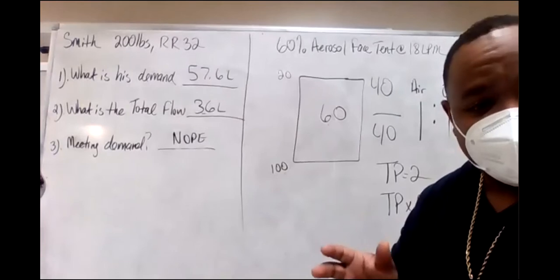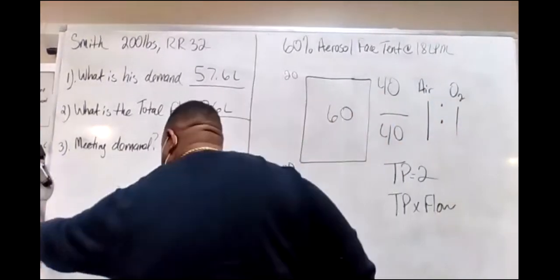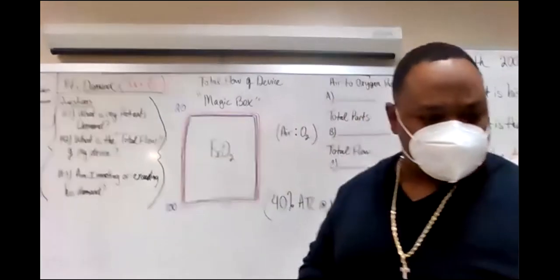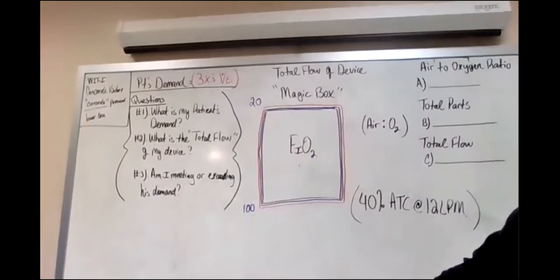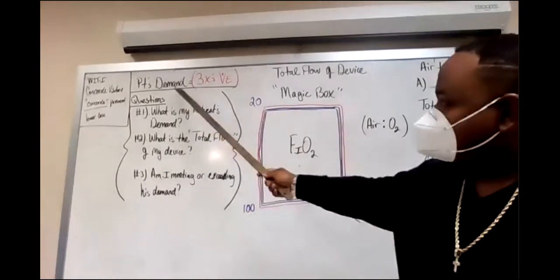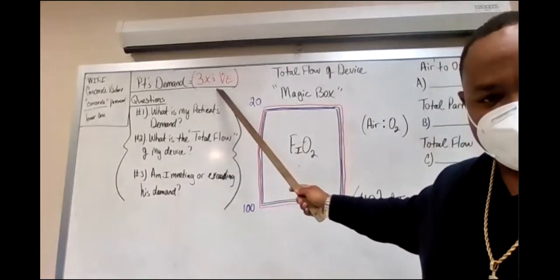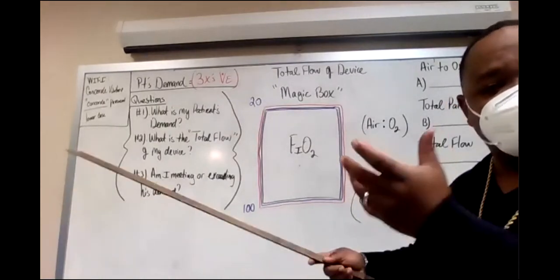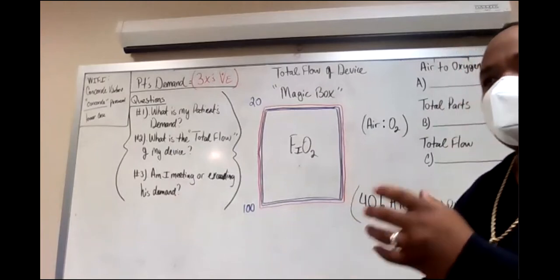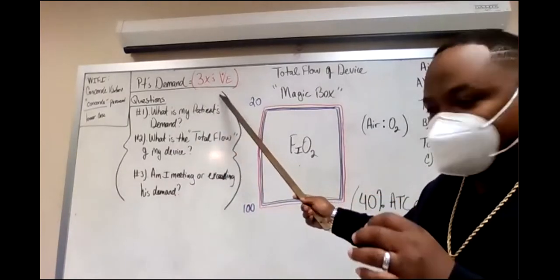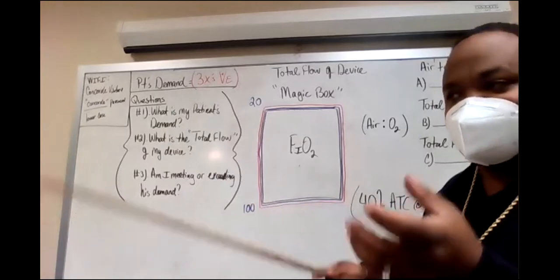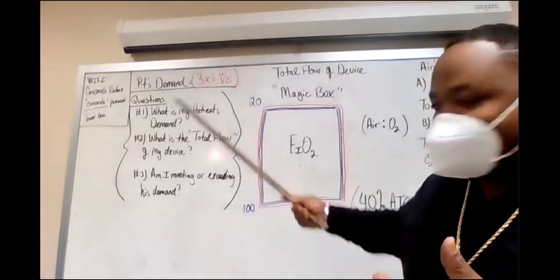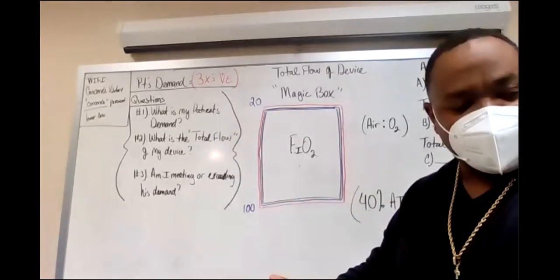That is how I find the demand. It has to be three times the minute ventilation. To find the patient's demand, it is three times minute ventilation. Remember that minute ventilation is frequency times tidal volume, right? So in order to find the minute ventilation, we have to know the frequency and the tidal volume. Once we find the minute ventilation, we multiply that by three, and that's the patient's demand, okay?